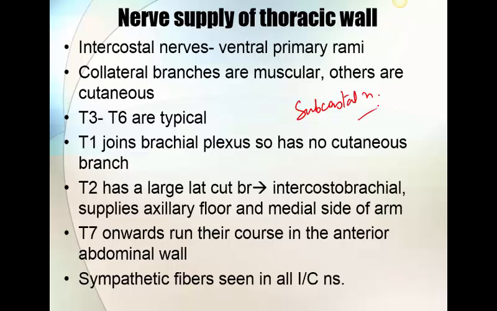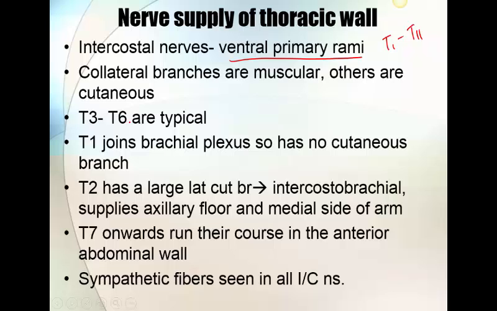These intercostal nerves are the ventral rami. This is called ventral primary rami. So these are the ventral rami of the T1 to T11 spinal nerves. They give off collateral branches, which we will see. Those collateral branches are the ones which supply muscle. All other branches are cutaneous.